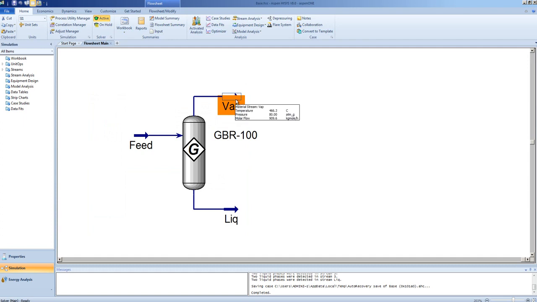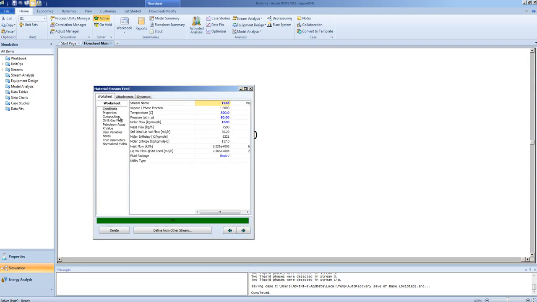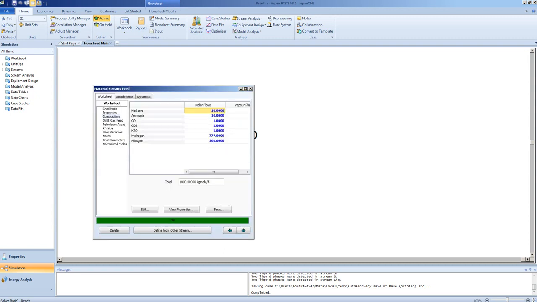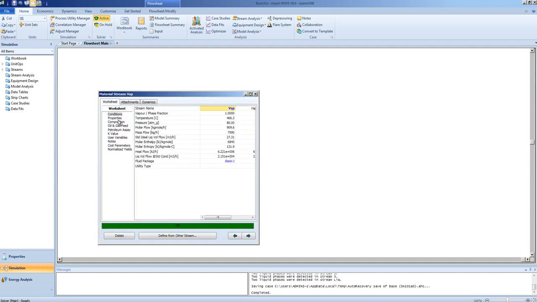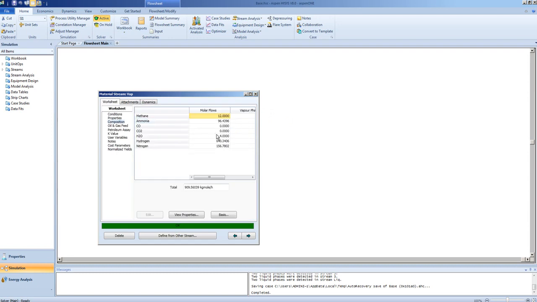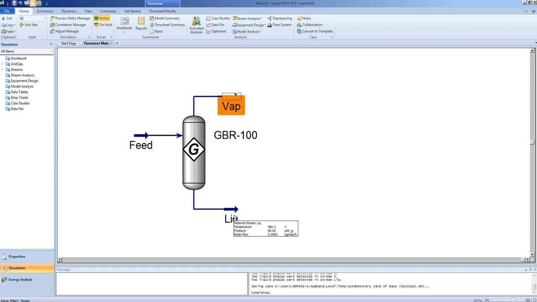So you've made 96 kilogram moles of ammonia. Well, actually you've made not quite 96, you've made 86. You started with 10 and you are exiting with 96.4. Note that there is no liquid present. Right, so this is at an outlet temperature of 466.3.